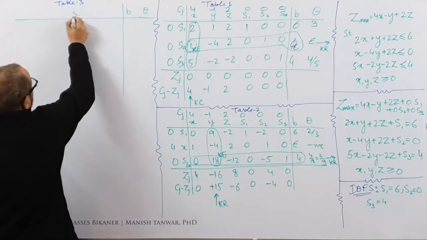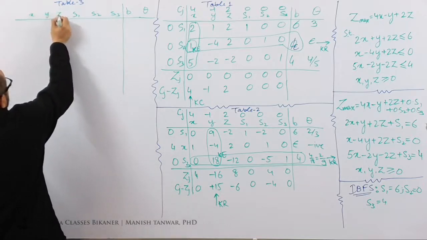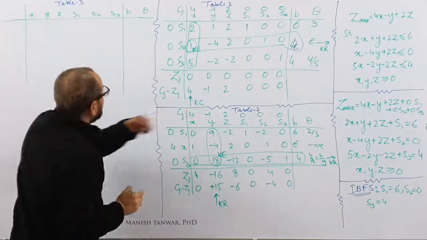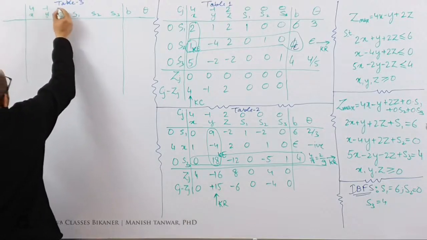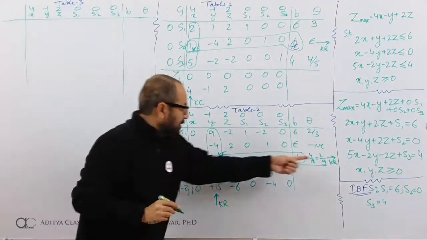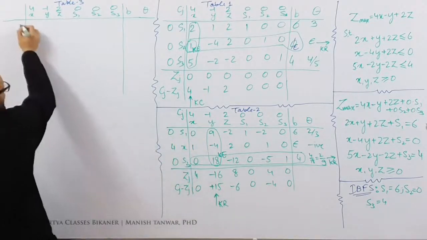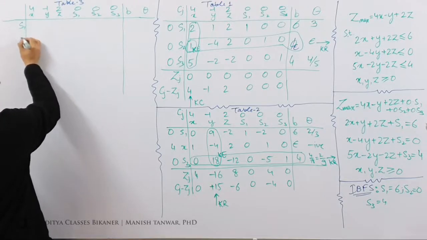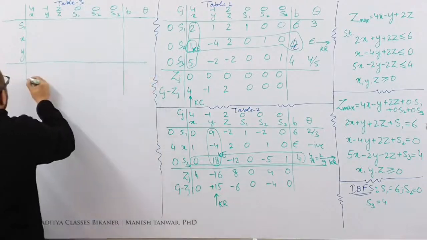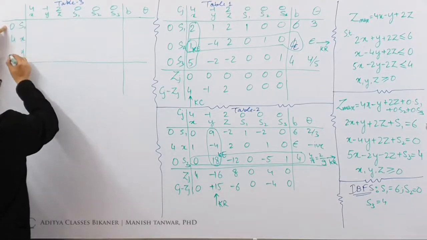We have S1, S2, S3, X, Y and Z. Contributions are 4, minus 1 and 2, 0, 0, 0. The outgoing variable is S3. So instead of S3, now I will be having a Y. So we have S1, X and Y, with respective contributions being 0, 4 and minus 1.